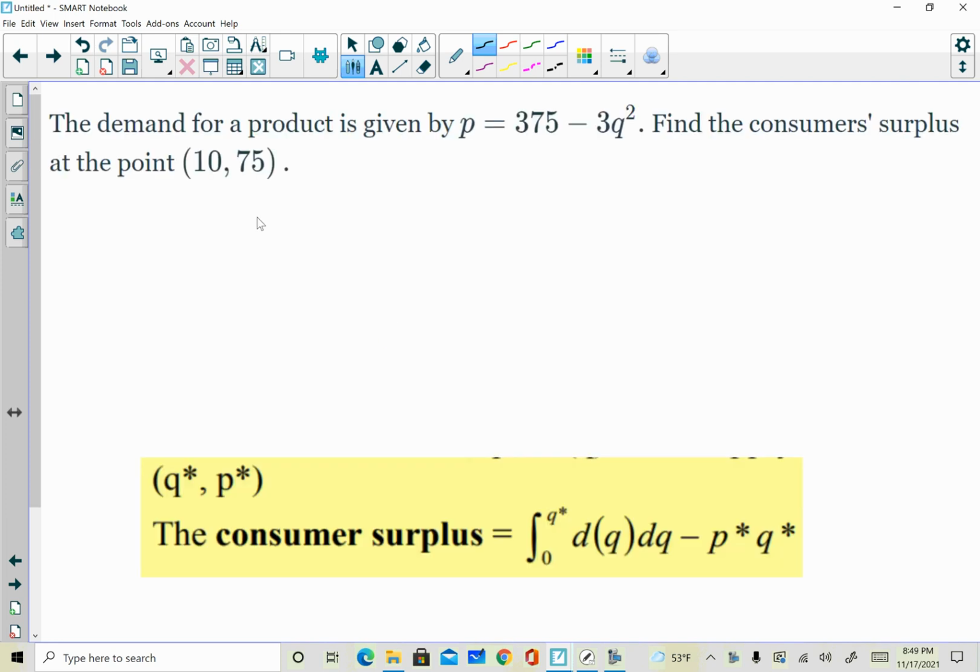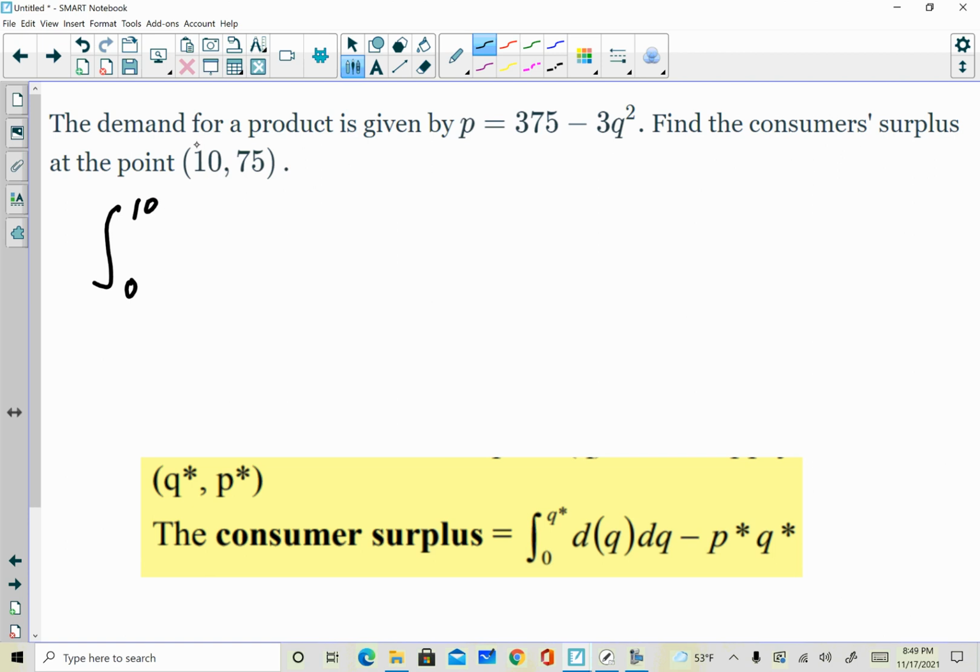The demand for a product is given by P equals 375 minus 3Q squared. Find the consumer surplus. The formula is here in this yellow. It's the integral from 0. This Q is the first coordinate here. That's Q comma P.